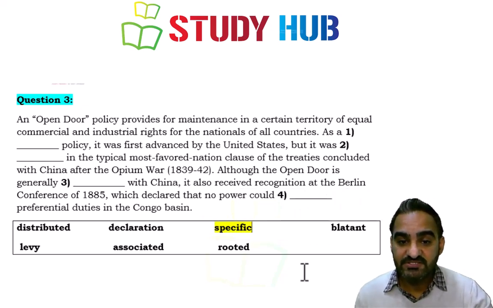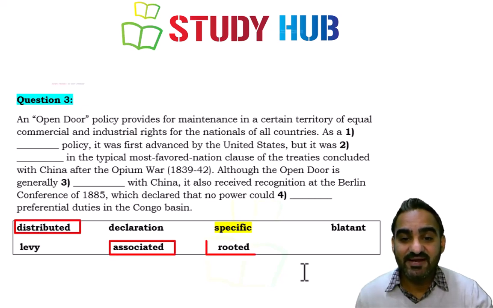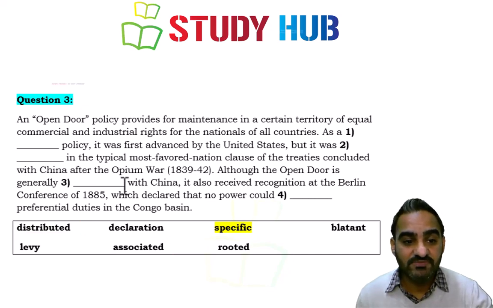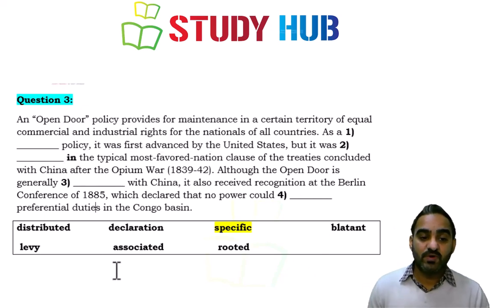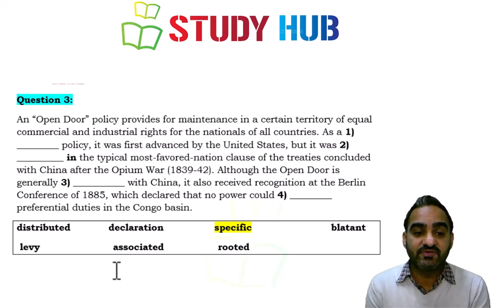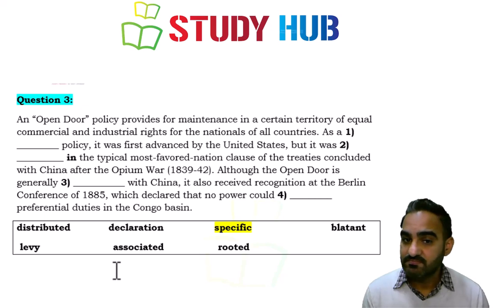Next one, it was first advanced by the United States, but it was dash in the typical most favored nation clause. It was, blank is after was, mostly third form verb. How many third form verbs we have? Distributed, associated and rooted. So there is a tie now, but there is something that will always come to your help, or mostly come to your help: prepositions, collocations. You need to look for a word out of distributed, associated and rooted that is used with in. Now associated is a very popular collocation that is used with, associated with. So distributed in makes sense, rooted in makes sense.